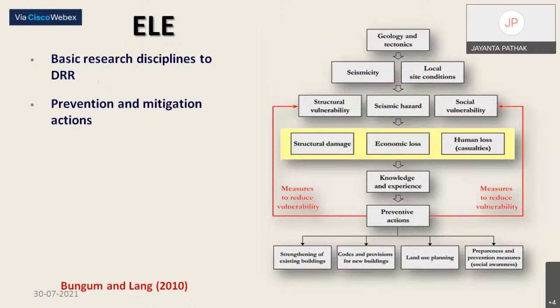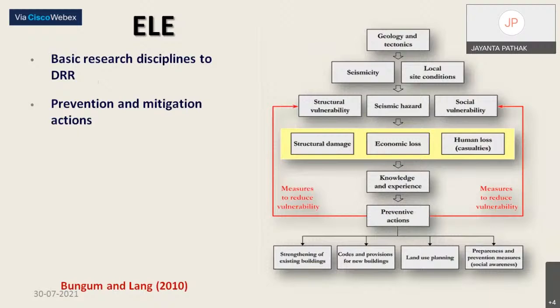Then we try to find out the structural damage, regional structural damage. In this case, we divide the area into the wards of the city. The wards are subdivided into some geo units. I will show that. Then economic loss under every geo unit, giving me a regional loss estimation over the entire city. Then human loss, casualties.